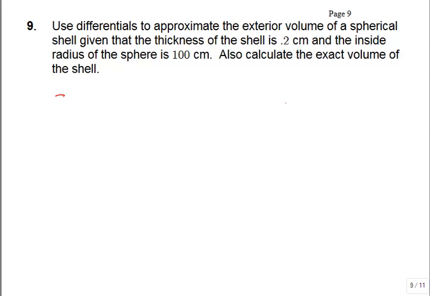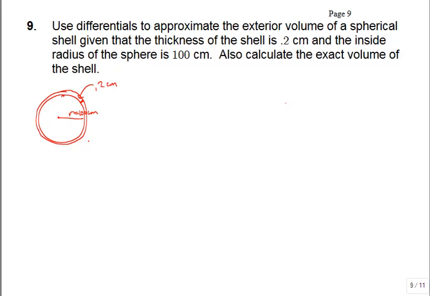So let's visualize here. We have this circle and we're making it into a sphere, 3 dimensions, and it has this slight, skinny little shell to it. And the thickness of that shell is 0.2 centimeters, and the inside radius from the center to the inside of that shell is going to be 100.